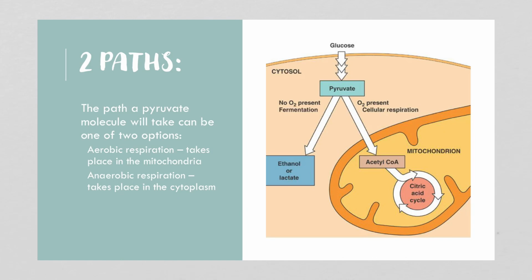So there are two paths after we've undergone glycolysis for the pyruvate molecule to undergo. If there's no oxygen present, then it will undergo fermentation and produce either ethanol or lactate or lactic acid. If oxygen is present, we'll undergo aerobic cellular respiration, where the link reaction, the Krebs cycle or citric acid cycle, and the electron transport chain will occur. If we follow the fermentation pathway, no more energy is produced. But if we do follow the aerobic respiration pathway, a lot of energy is produced.